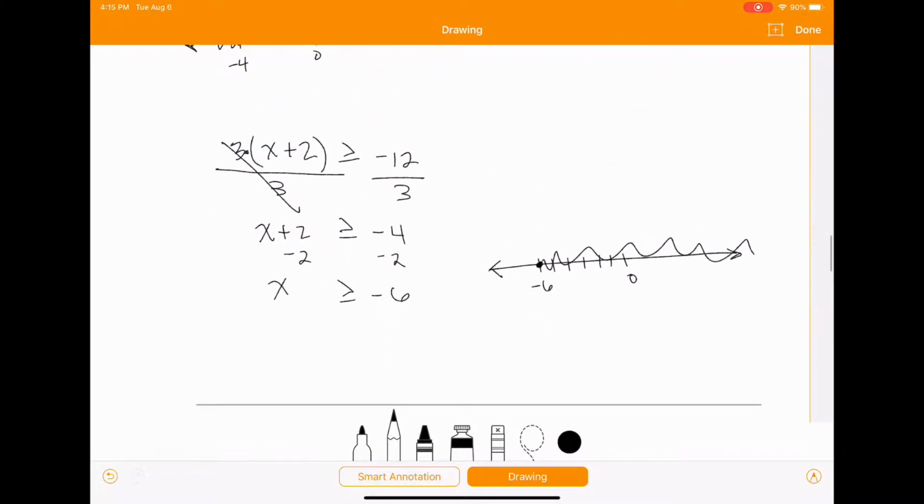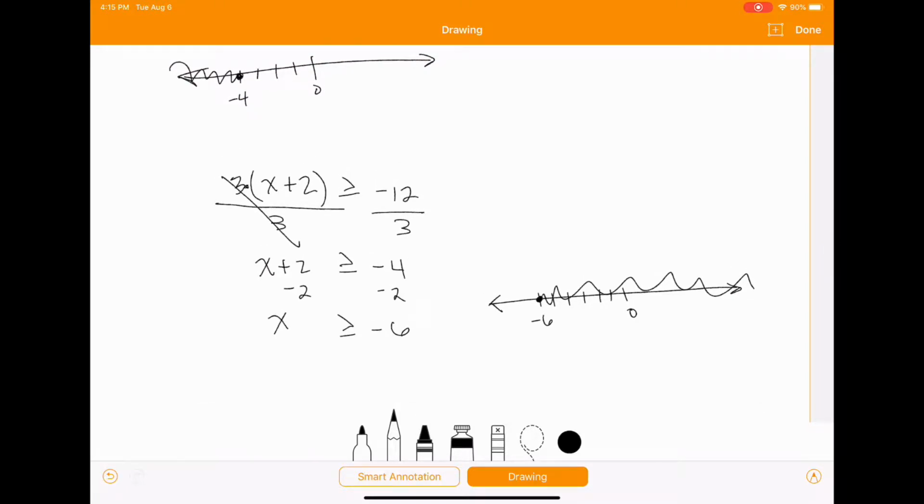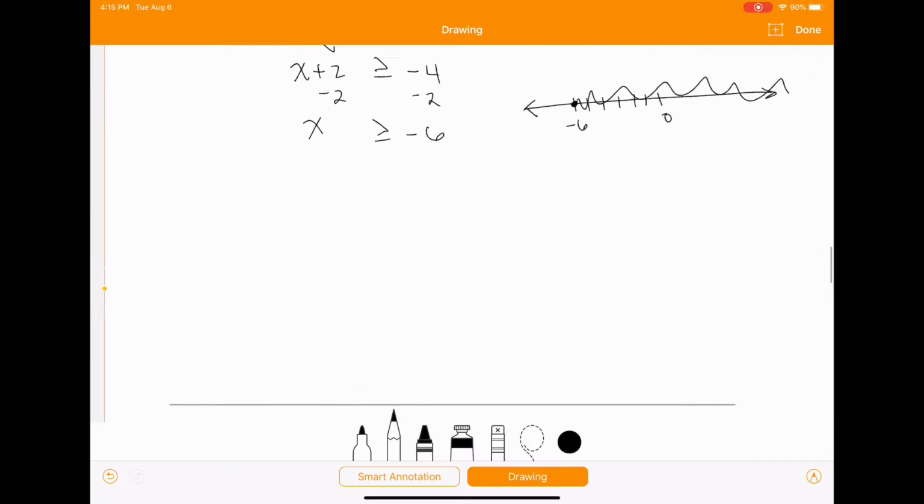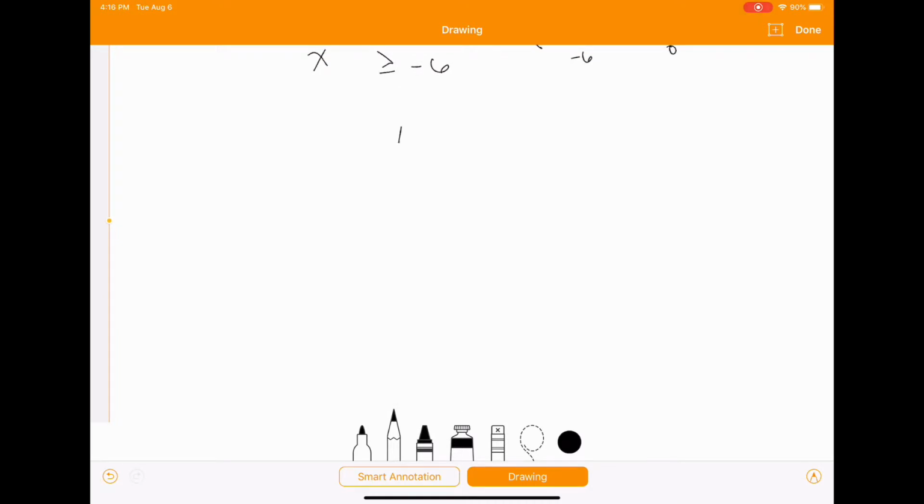So all those same rules that we learned for solving multi-step equations apply to inequalities. Again, the only thing you need to remember is about dividing or multiplying by a negative, and then you'll flip your inequality sign.